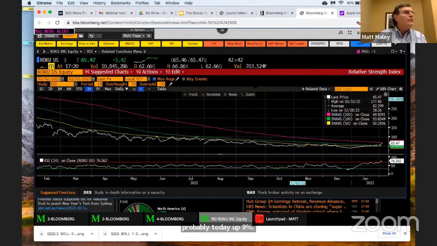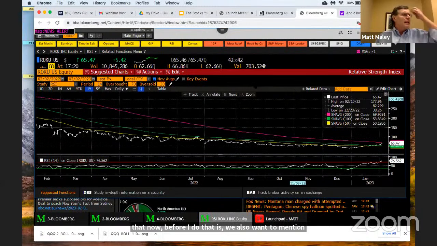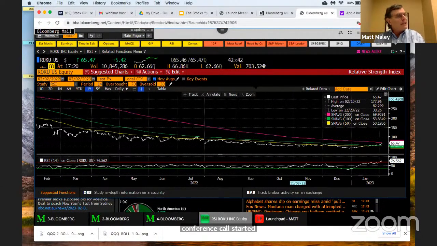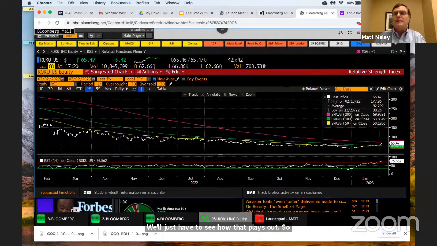Before I do that, I also want to mention that at 5:30, about 10 minutes ago, the Apple conference call started. The stock was down several percent, went back to unchanged. I'm not listening to the conference call, so I'm not sure what's going on. Now it's back down, but only about 1%. We'll just have to see how that plays out. It looks like it's not as bad as initially, but the conference call is not even 15 minutes old, so a lot could happen.